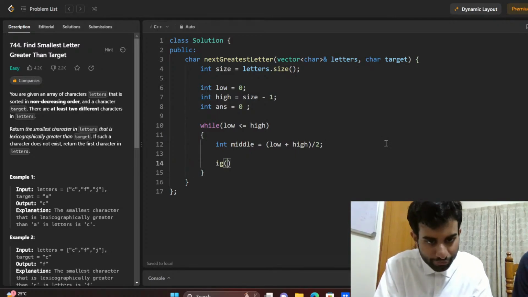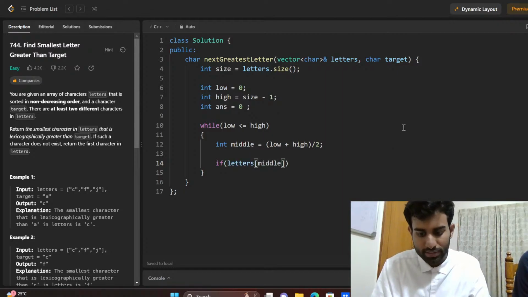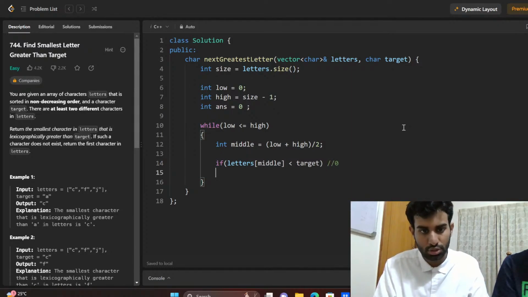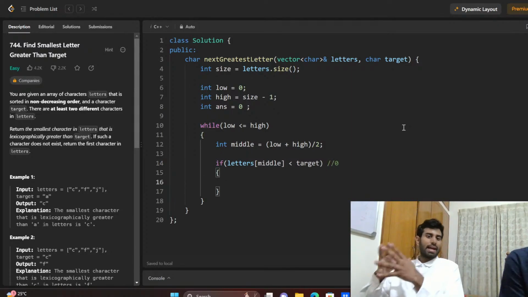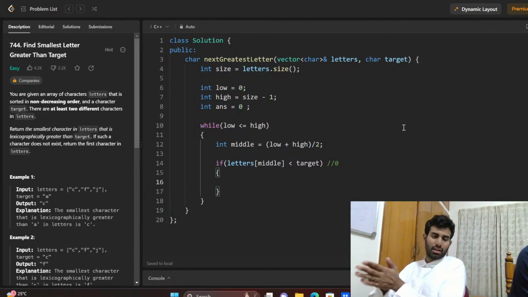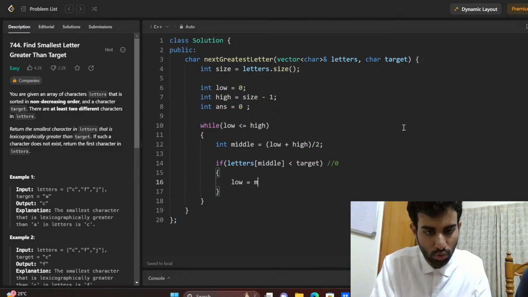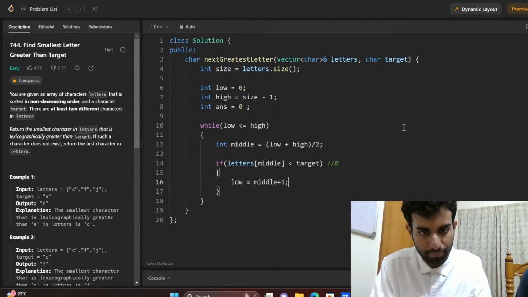Now, what is my condition? If letters of middle is lesser than the target, this is the zero condition I just mentioned, in the sense that if I'm encountering a character that is lexicographically lesser than my given target character, I have to move to the right. I don't have to do anything else in that case. So I can directly do low equal to middle plus one.